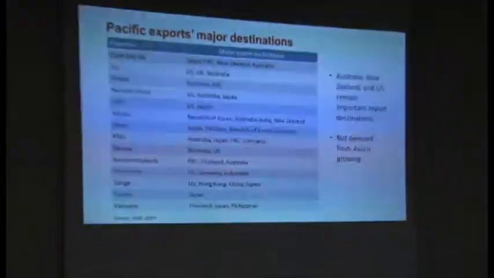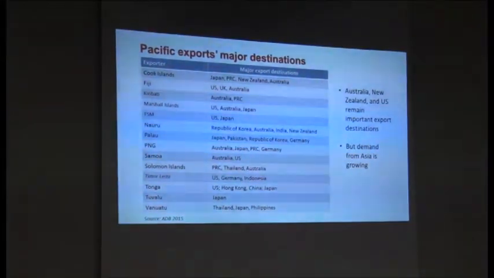It lists the major export destinations of the 14 economies. So there's Australia, New Zealand, and US remain to be the major export destinations. But you also notice within the list that there are several Asian economies, which indicates that the demand from Asia is actually growing. So moving forward, this is a market that Pacific economies could really tap.